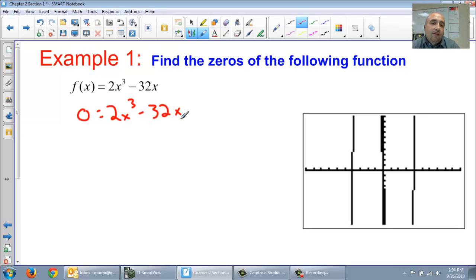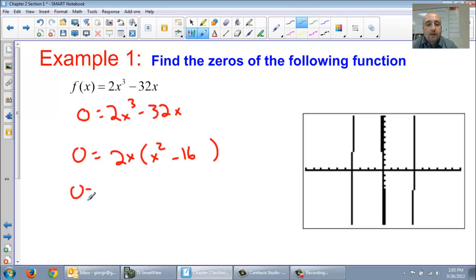This particular problem, to find the zeros, we are going to factor. So 0 equals, now what can I take out of a 2x cubed and a negative 32x? Well, both are divisible by 2, and I can take 1x out of each one. Then we're going to see what we have left. If I take a 2x out of 2x cubed, I have x squared left over. And if I take a 2 out of 32, I get 16. 32 divided by 2 is 16. And if I remove the x, I don't have any x's left.